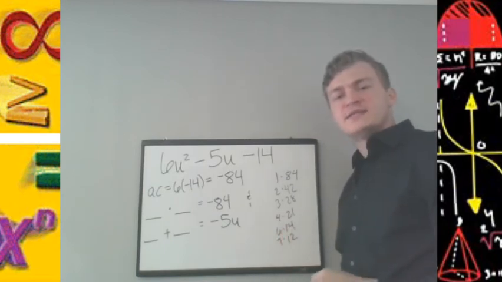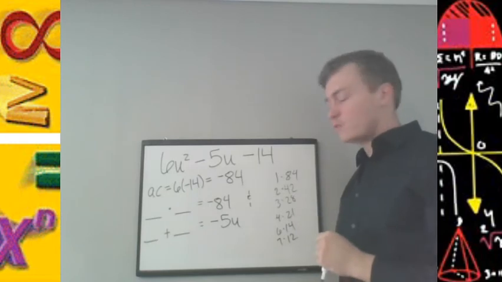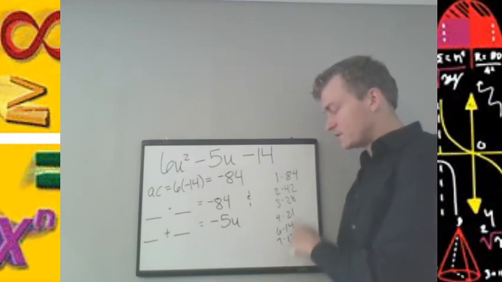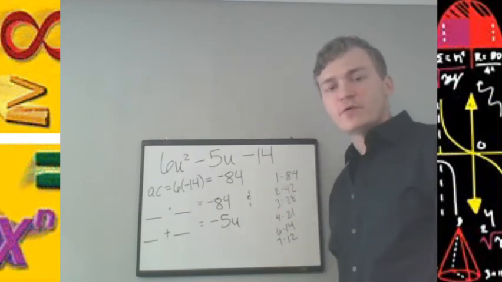8 times 10 is 80. 8 times 11 is 88, so not 84. What about 9? 9 times 9 is 81, not 84. It won't be that one. 10, 11, 12, and now I'm at 12. So these are all of our factors for 84.